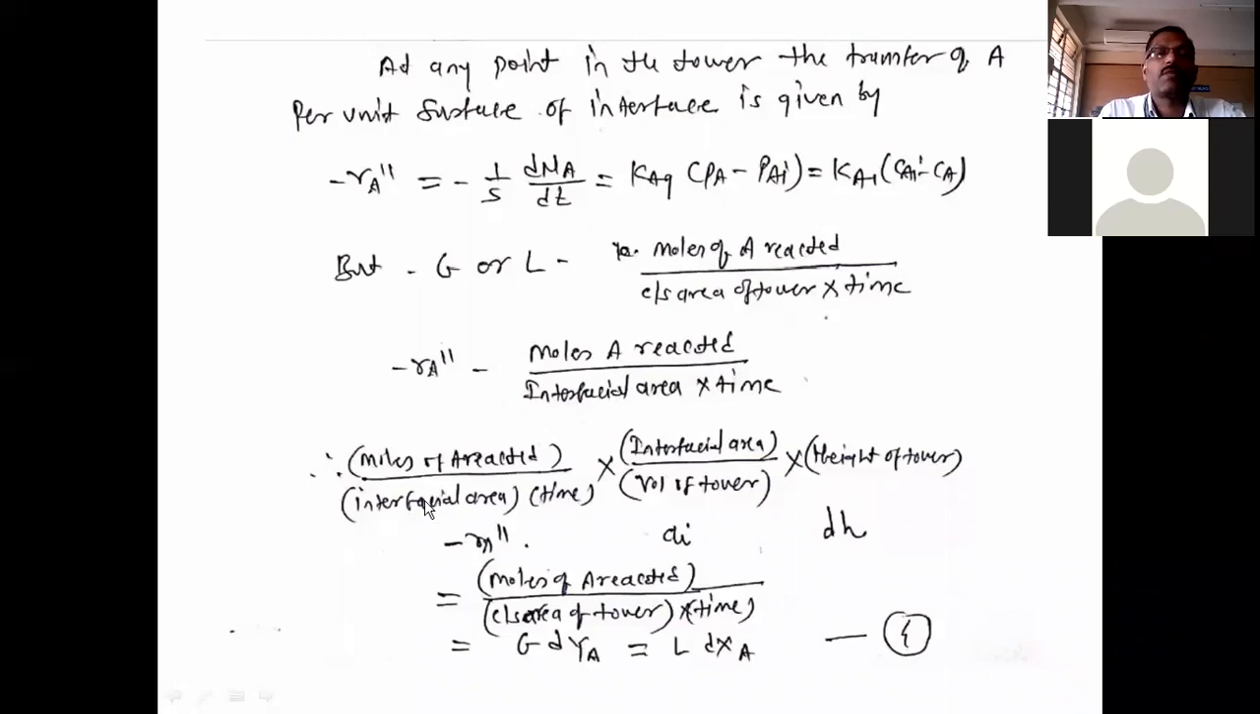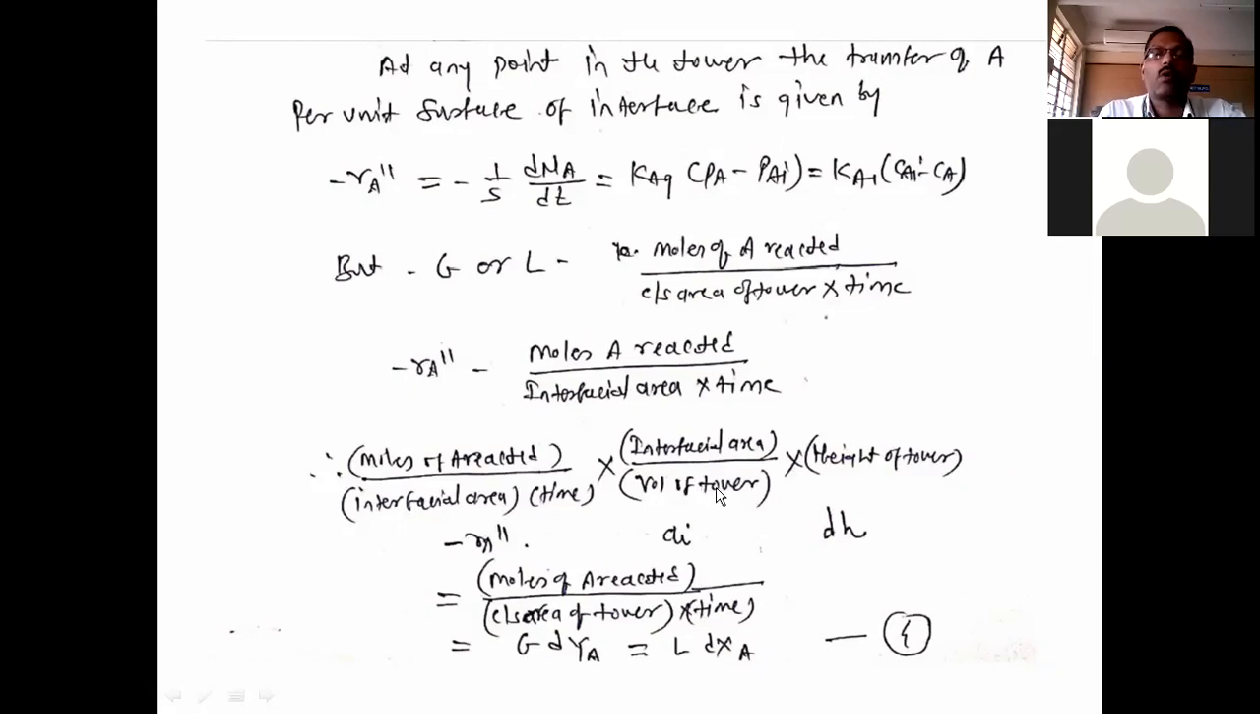So the interfacial area must be converted into cross-section area of the tower. Interfacial area per unit volume of tower is denoted by AI, and it multiplies minus RA. Then AI is multiplied by the height of the tower section, that is DH.